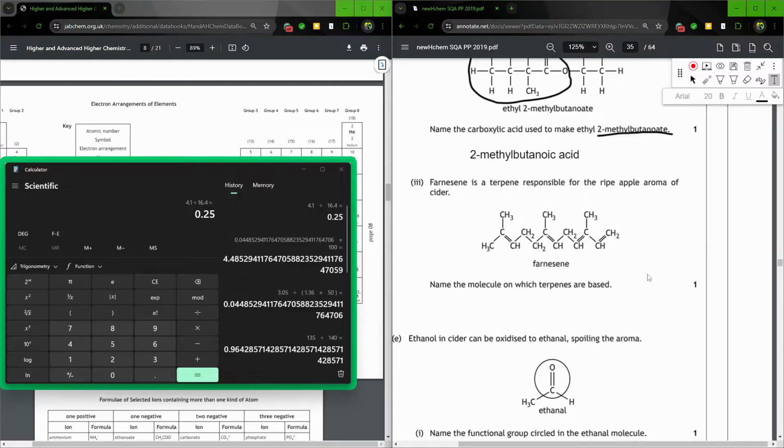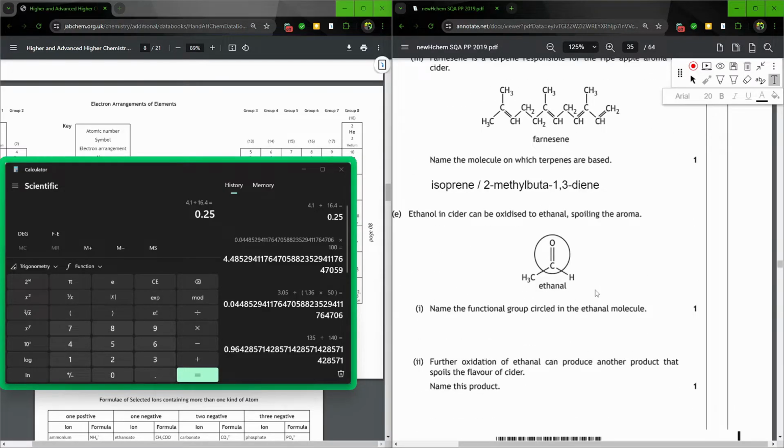Farnesene is a terpene responsible for the ripe apple aroma of cider. Name the molecule on which terpenes are based. You can just say isoprene, as we said before in a multiple choice question, or you can say its full systematic name, which is 2-methylbuta-1,3-diene. We can say either of these, but probably go with isoprene because it's easier to remember.